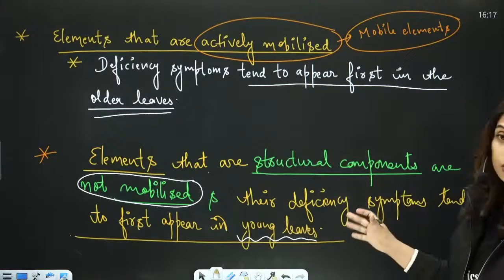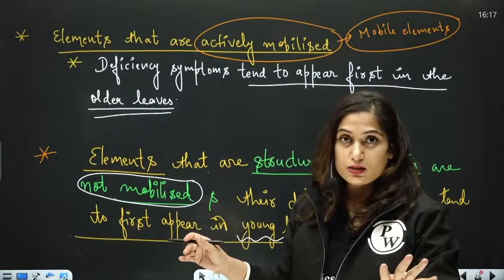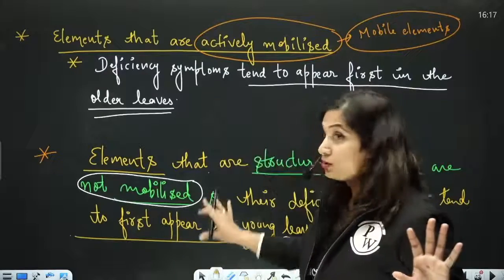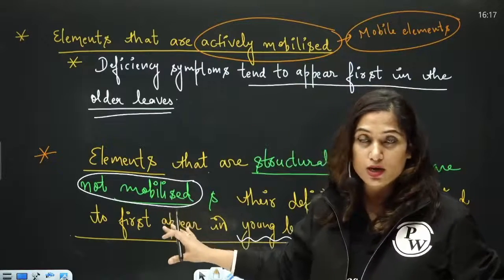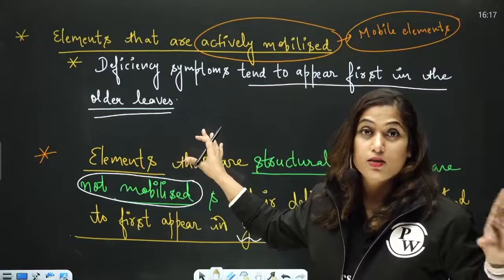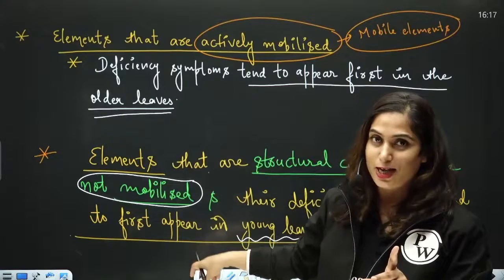Very important line, okay? Elements which are mobile, their deficiency first appears in the older leaf. Learn only this line, because if you learn both the statements together, you will be confused. Just learn this much. Actively mobilized elements, their deficiency first appears in older leaf, and the opposite of that in the younger leaves.